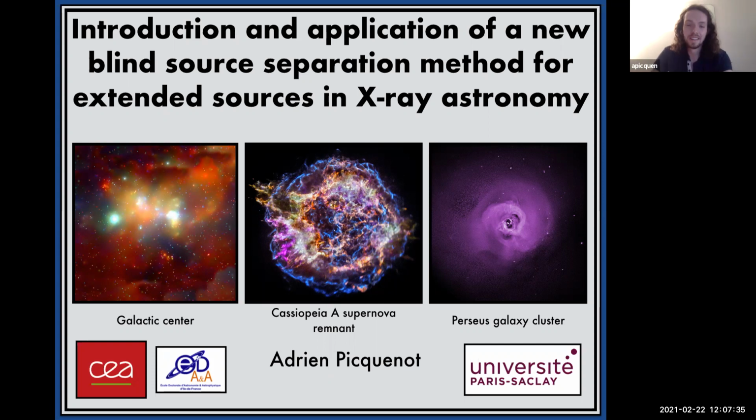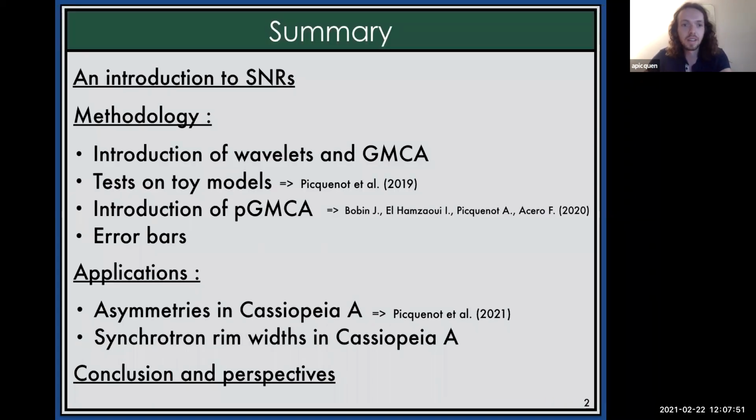Welcome. So yes, I will present my work from the past few years during my PhD thesis at the CEA in France. It was about the introduction and application of a new blind source separation method for extended sources in X-ray astronomy. To begin with, I will shortly introduce supernova remnants in X-ray. Then I will present the methodology of the algorithm and explain some of the mathematical principles behind it, and then present some examples of application of the method, and the conclusions and perspectives I have.